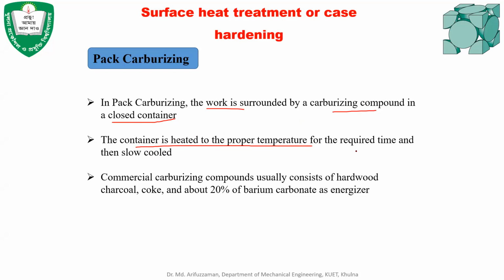At a certain temperature you need to heat it up for a required time, and then slow cool it, and cooling should be done very slowly so that diffusion can occur simultaneously. The commercial carburizing compounds that are usually used are hardwood charcoal, coke, and about 20% barium carbonate as energizer. That barium carbonate acts as a catalyst to form carbon from charcoal and coke, and that carbon diffuses into the workpiece, the low carbon steel, to form the hardened case.